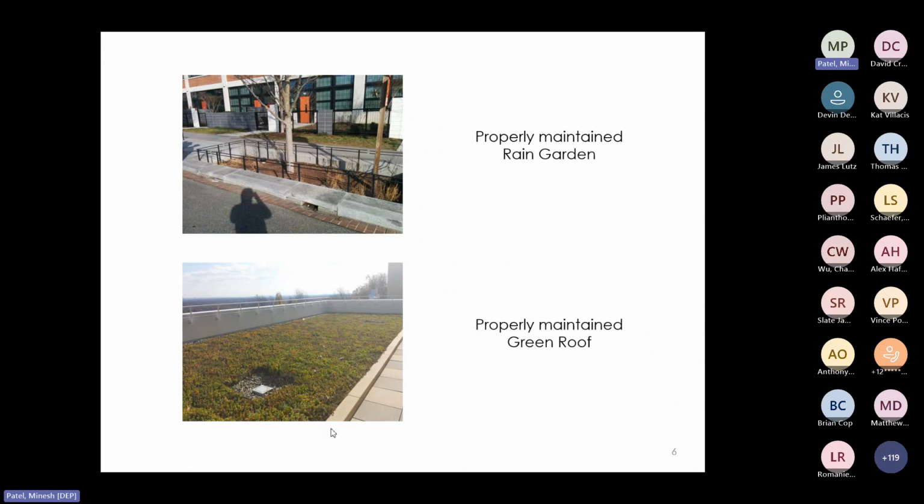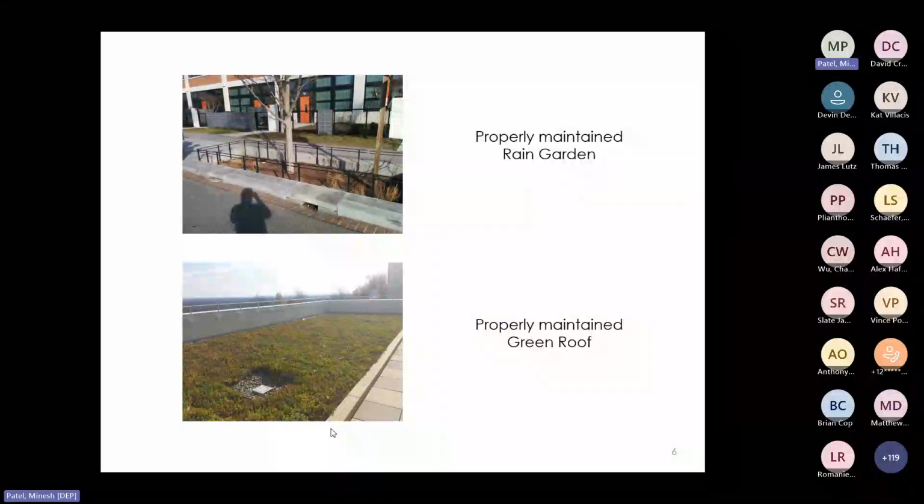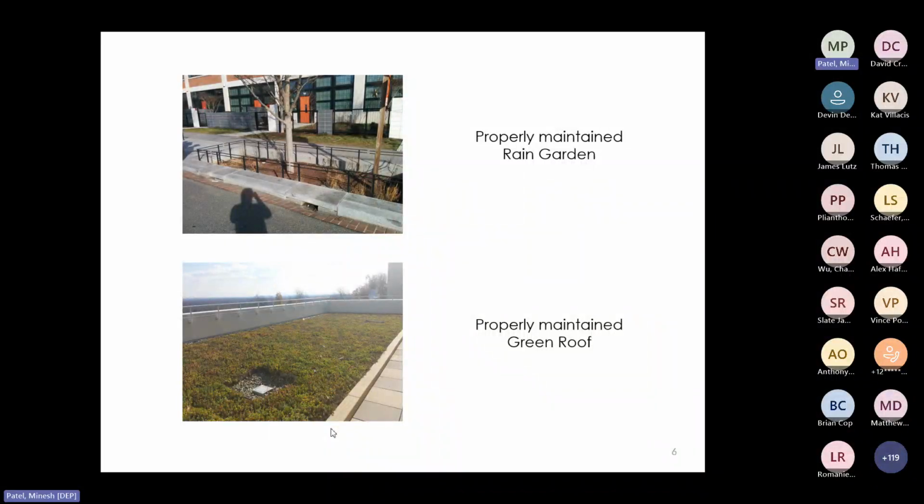Here are a couple examples of properly maintained BMPs. The top picture is of a rain garden, and the bottom picture is a green roof. Both are well maintained and clear of any debris and trash. There's no visible signs of improper drainage that would compromise the BMP's functionality. So these are just some nice examples of maintenance here.